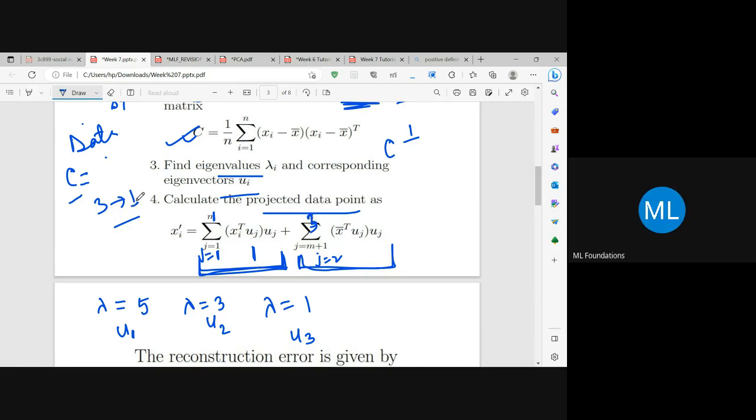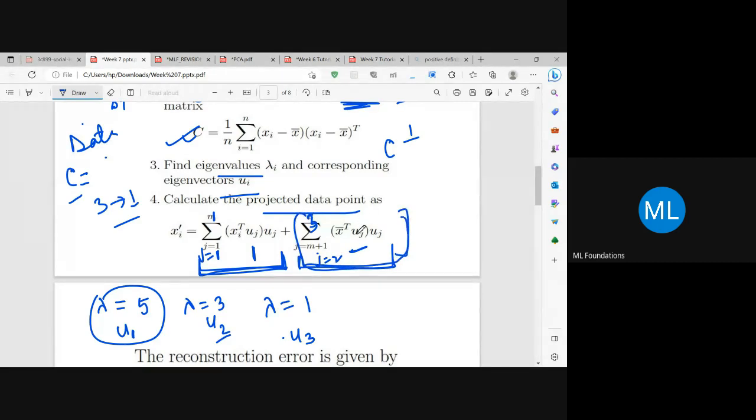You are reducing it to 1 dimension, that is fine, but you have to take into consideration the vector corresponding to this, which should be used here. You have to take the projection of all the data on this vector plus the projection of all the mean point on the other vectors also. Exactly. You need to take that into consideration. You can't just skip this.